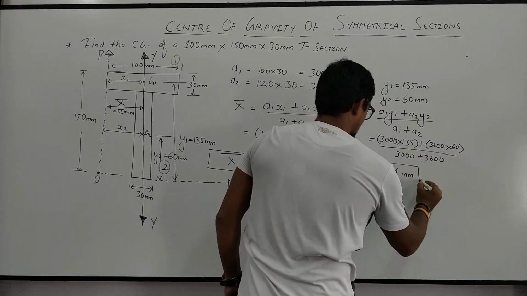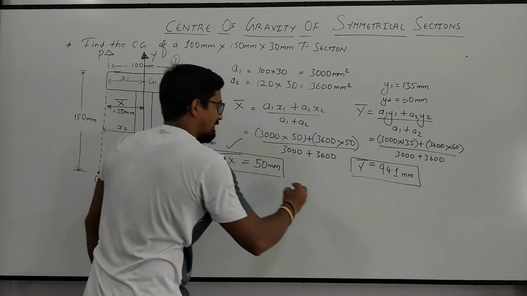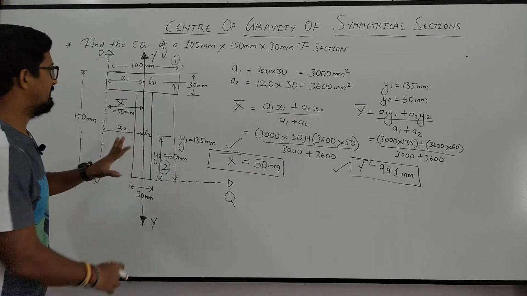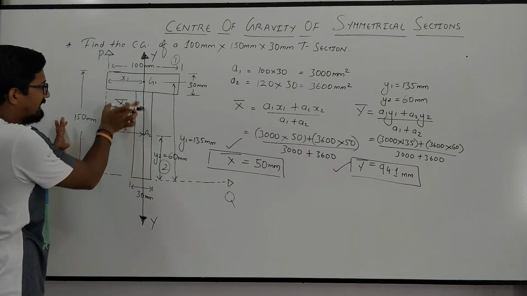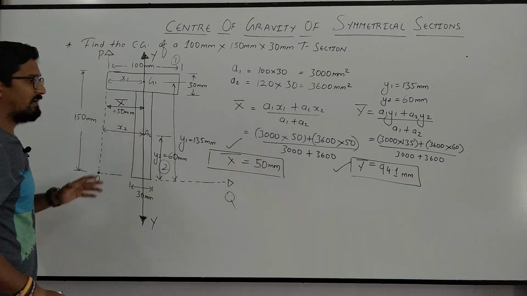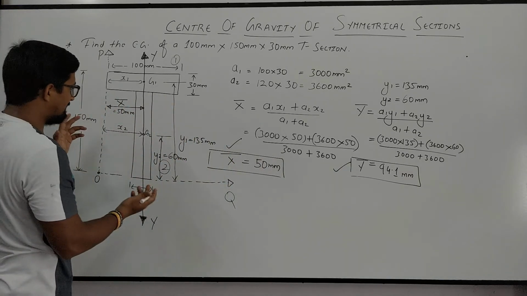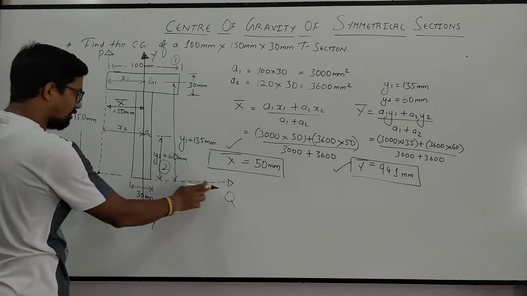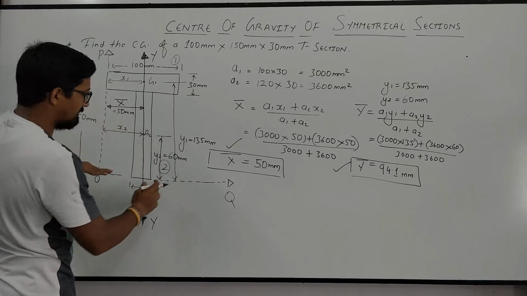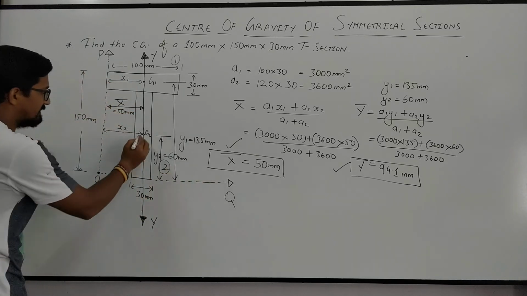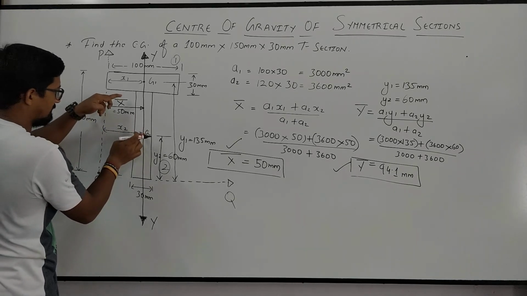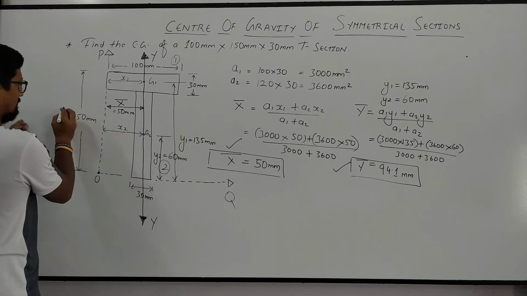Now we got the value of x bar and we have also got the value of y bar. Now we will locate y bar on this figure. We have shown the value of x bar here, 50 mm, and now we have to show y bar, which is 94.1. Where will I have to locate y bar? From reference axis OQ, it is 94.1 mm up from OQ. So this is 60, this is 120, so I will draw something like here.